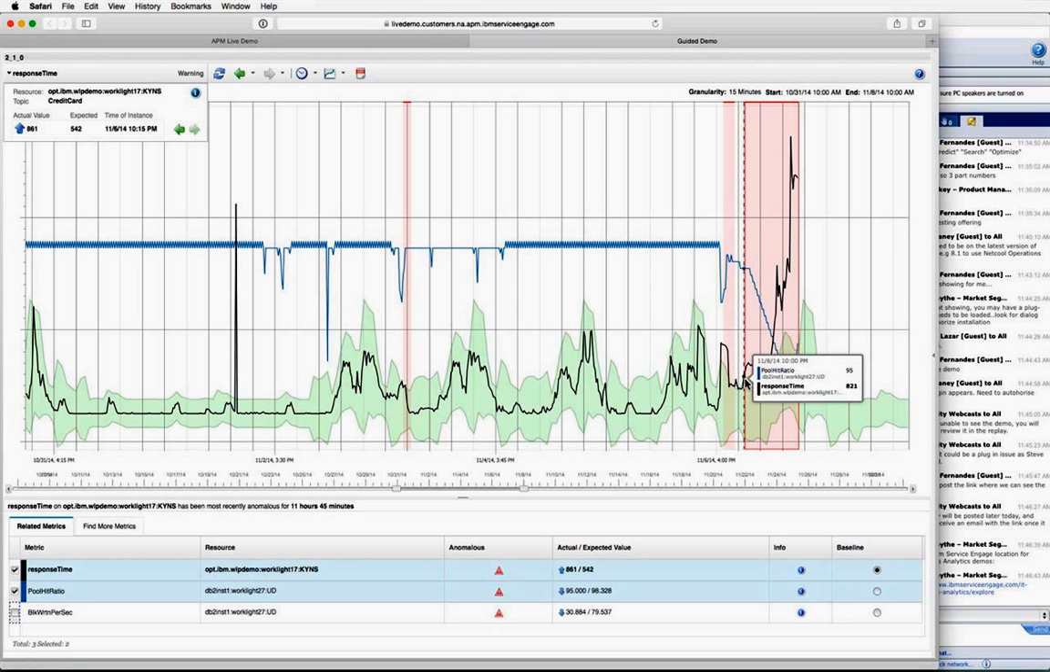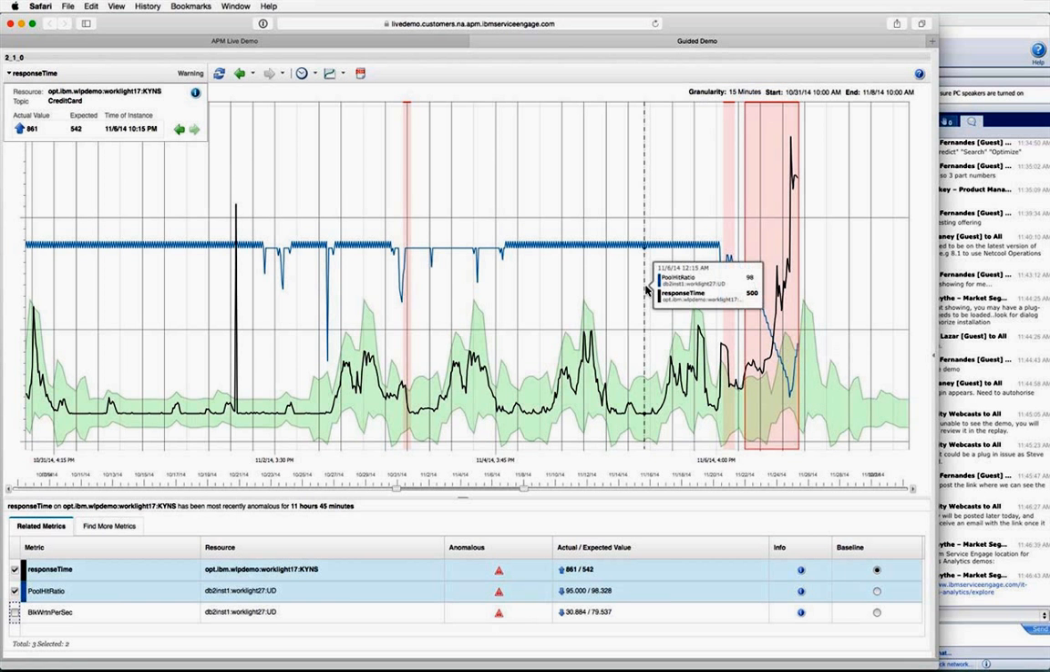So again, that's the real value here: this notion of shifting to the left, getting earlier notification not only that you're having an emerging problem with a single particular metric, but also with the related metrics within that environment that can help you figure out where the problem is.